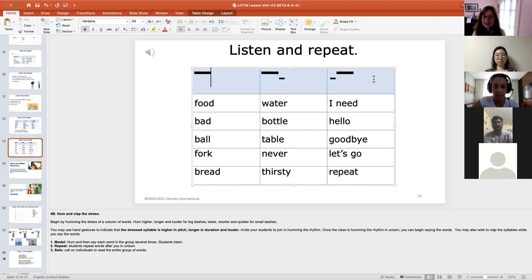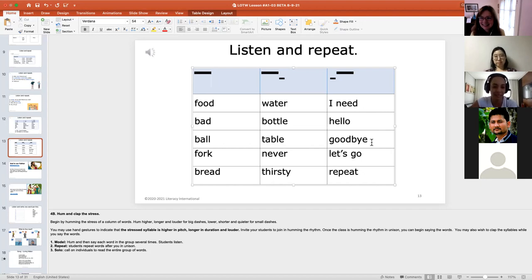And Inji, can I have you read that column number 3? I need, hello, goodbye, let's go, repeat. Very nice. Good job. And Kezia, can you do this column number 3? I need, hello, goodbye, let's go, repeat. Excellent. Great job. Very nice.